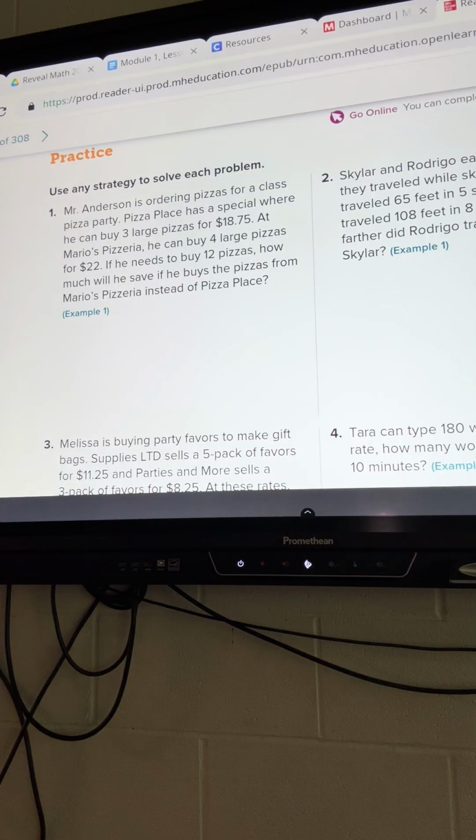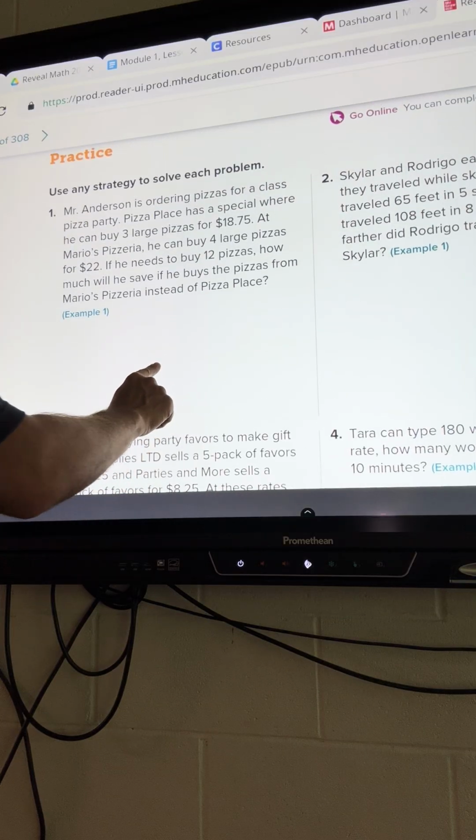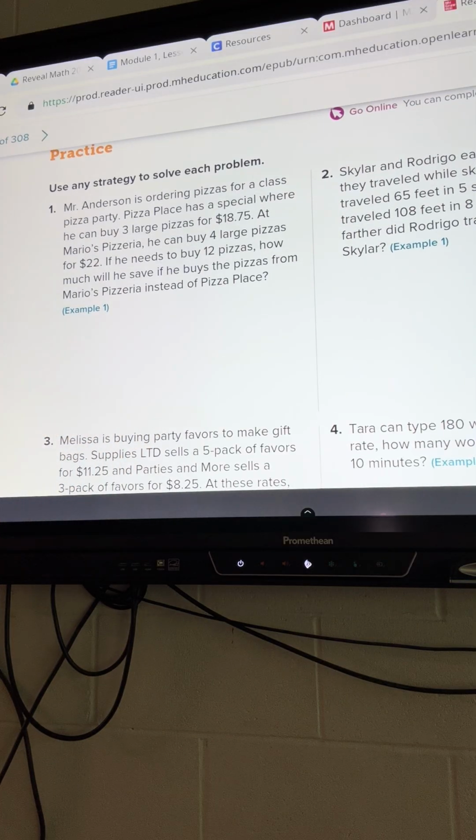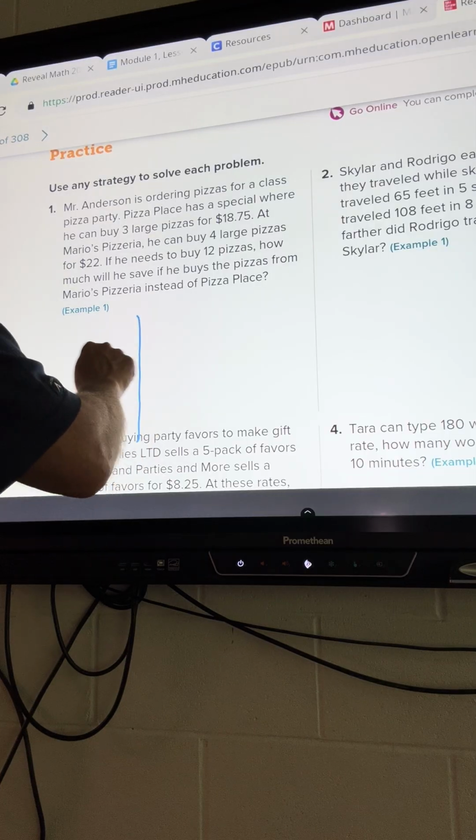Mr. Anderson is ordering pizzas for a class. Pizza Palace has a special where he can buy 3 large pizzas for $18.75. At Mario's Pizzeria, he can buy 4 large pizzas for $22. If he needs to buy 12 pizzas, how much will he save if he buys the pizzas from Mario's Pizzeria instead of Pizza Palace? So you're kind of giving it away that Mario's is going to be cheaper.